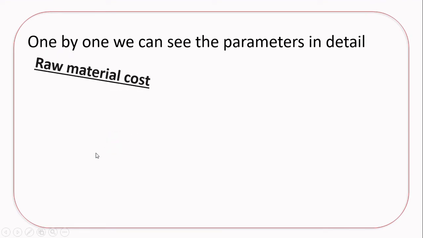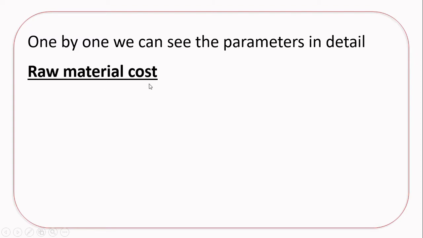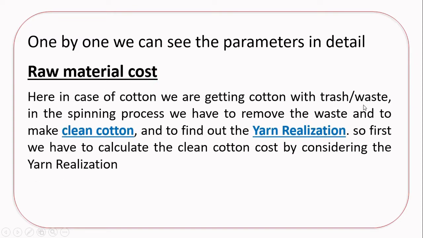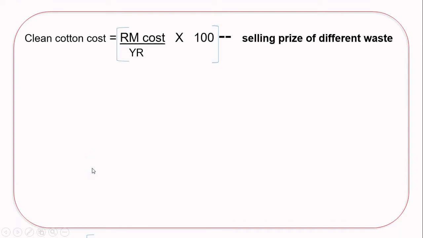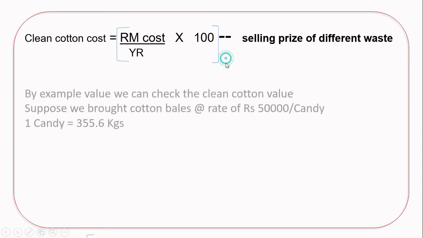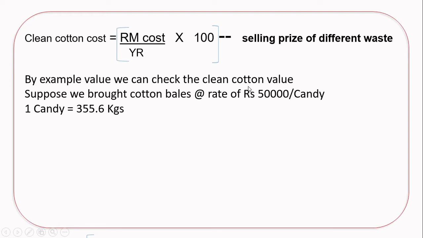First, raw material cost. Here, in case of cotton, we are getting cotton with trash or waste. In the spinning process, we have to remove the waste and make clean cotton and find out the yarn realization. So first, we have to calculate the clean cotton cost by considering the yarn realization. Clean cotton cost equals raw material cost into 100 divided by yarn realization, minus selling price of different waste. By using example values, we can check the clean cotton value.